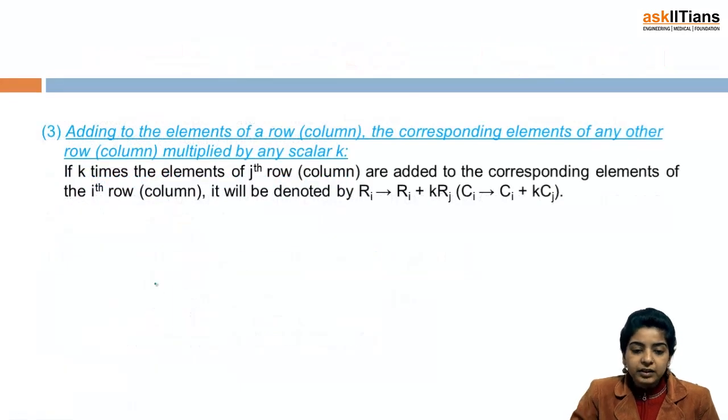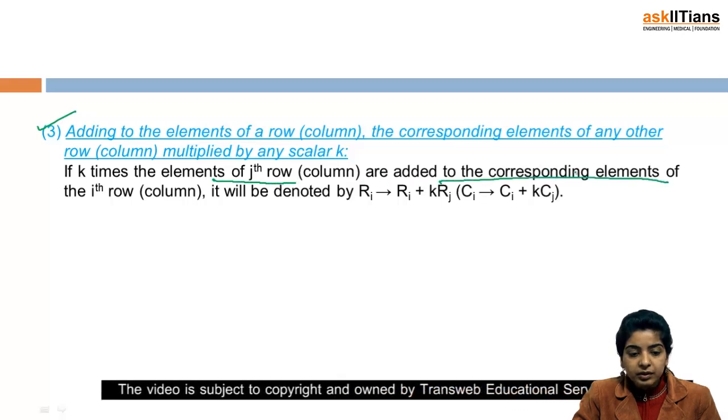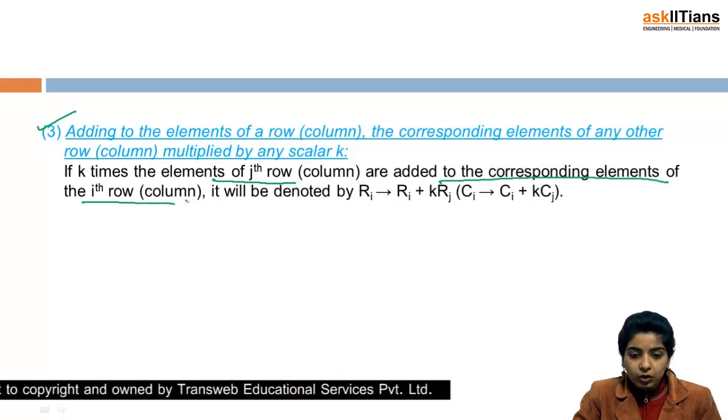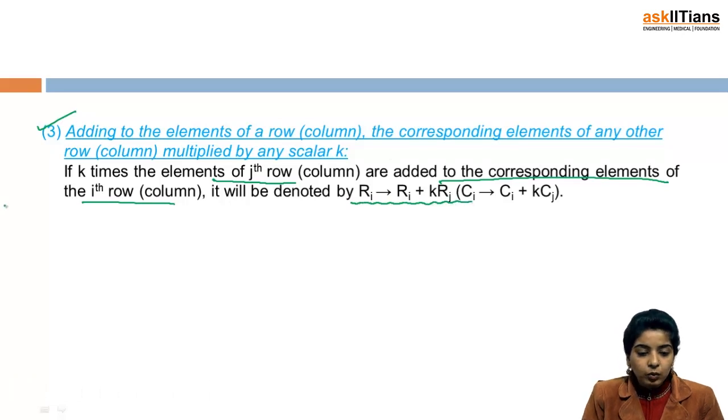The third property says adding to the elements of a row or column the corresponding elements of any other row or column multiplied by any scalar k. If k times the elements of the jth row or column are added to the corresponding elements of the ith row or column, it will be denoted by Ri tends to Ri plus k Rj. So what are we saying here?